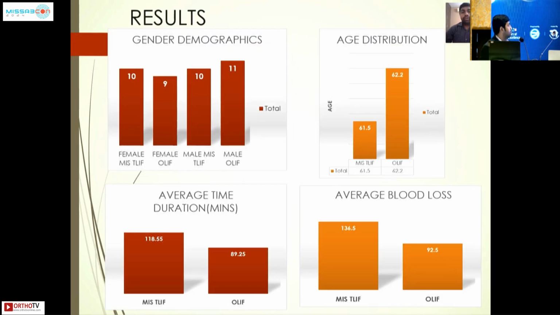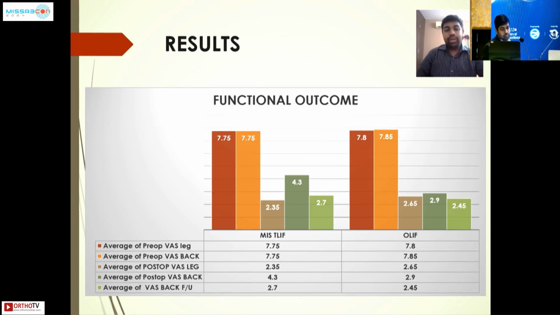Coming to the results, OLIF had a shorter surgical duration and the average blood loss was less in OLIF compared to that of MIS-TLIF. Coming to the functional outcome, the VAS score of leg and back significantly improved in both study populations. However, at immediate post-op, the VAS score of back was a bit higher in MIS-TLIF. However, on final follow-up, the VAS score of back was similar in both OLIF as well as MIS-TLIF.